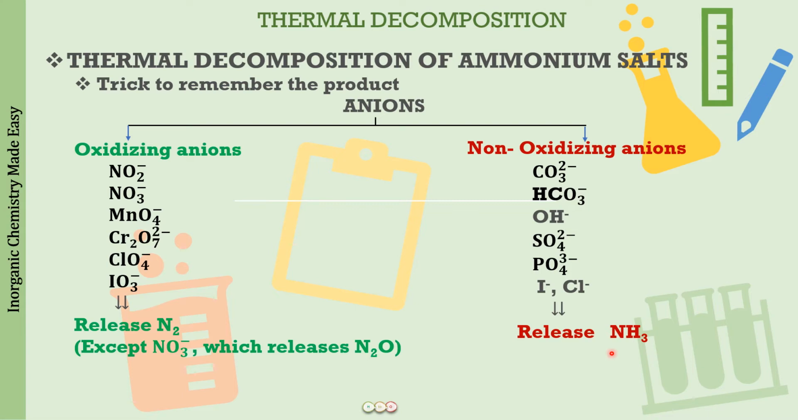So I think it is going to be very easy if you just remember these 6 anions. For these 6 anions, the product is going to be N2, and even for the nitrate ion, if you just remember it is going to be N2, the way I'm going to teach you to write down the products, you will ultimately get this N2O also. All right. So these are the oxidizing anions and these are the non-oxidizing anions. So let us see now how the products are going to be formed.